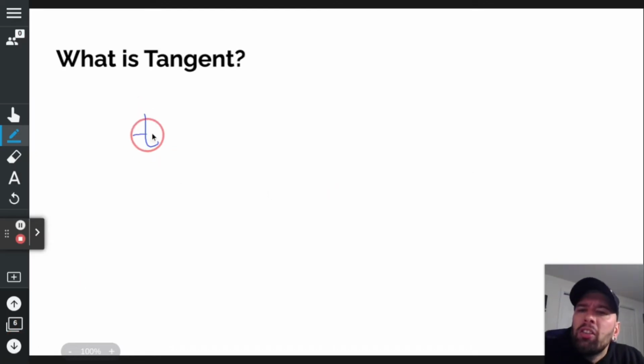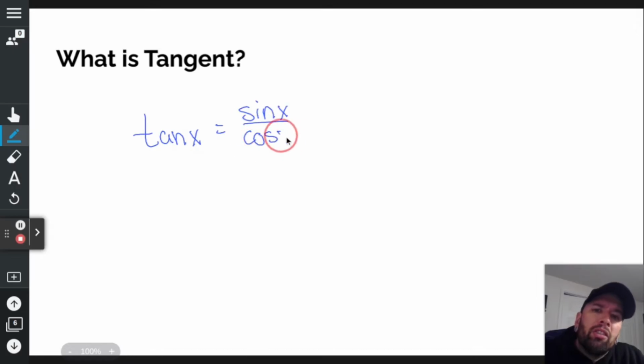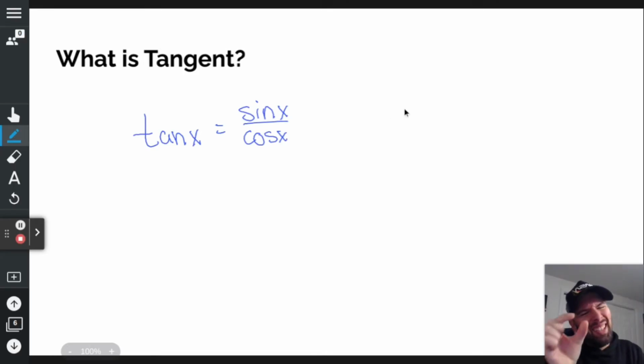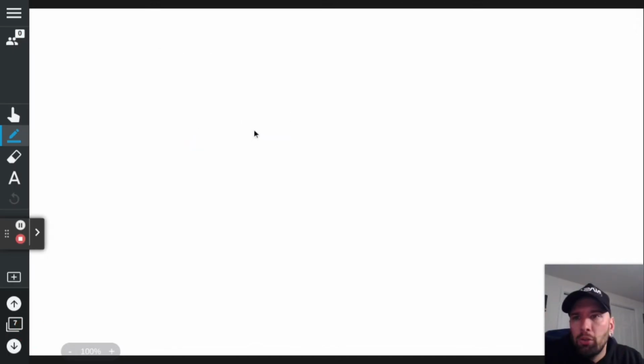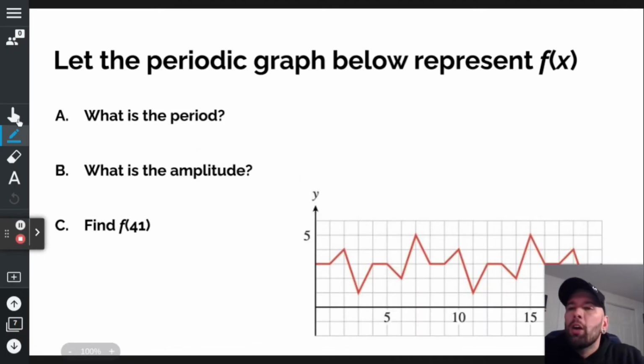Tangent. What is tangent? We might see tangent once or twice. Tangent is literally whatever sine divided by cosine is. That is the tangent value. You don't see tangent a ton until the second half of Unit 2, but you will probably see a teensy bit of tangent every now and then. Tangent is just sine divided by cosine.